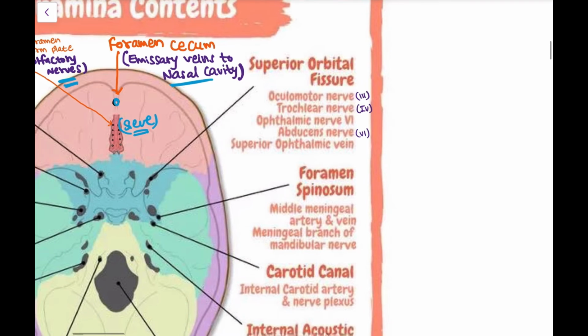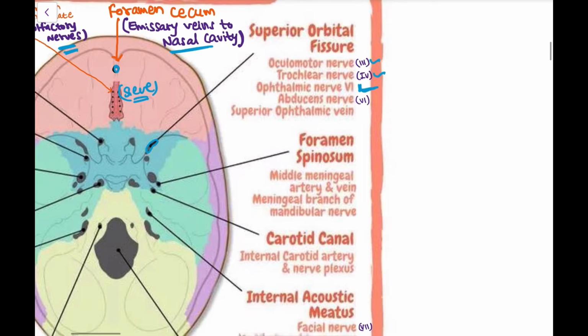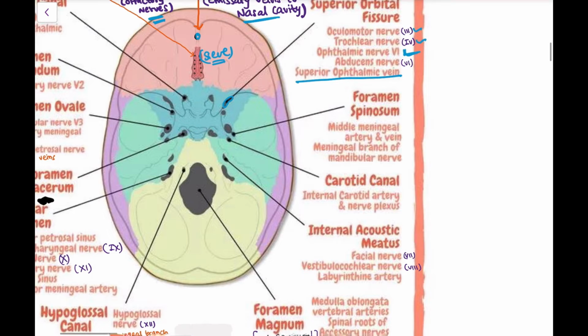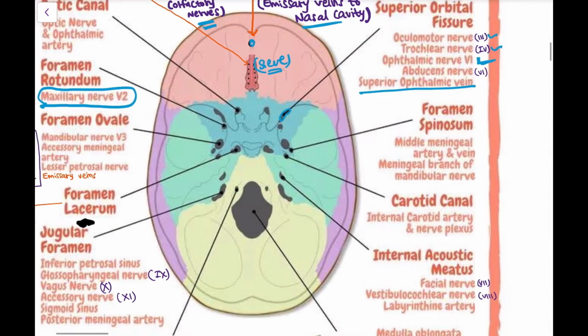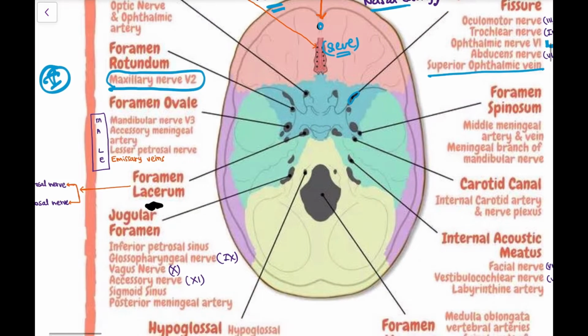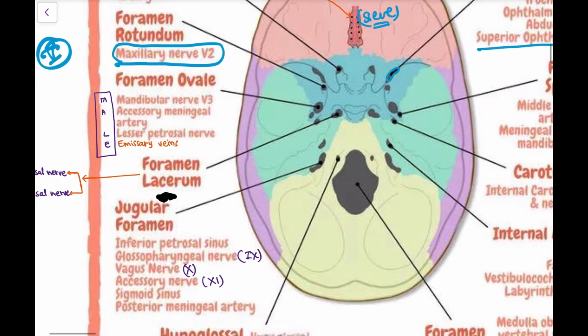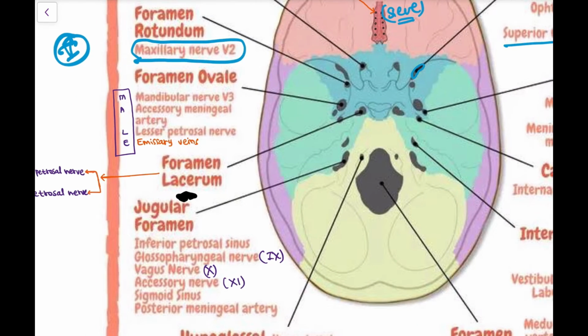Then superior orbital fissure, through which the third, fourth, and the first division of the trigeminal nerve pass. Next, the abducens nerve and the superior ophthalmic vein pass through this superior orbital fissure. Then foramen rotundum, through which the maxillary nerve passes, that is the second branch of trigeminal. So the first branch of trigeminal passes through the superior orbital fissure, the second through foramen rotundum, and the third branch, the mandibular nerve, passes through the foramen ovale.